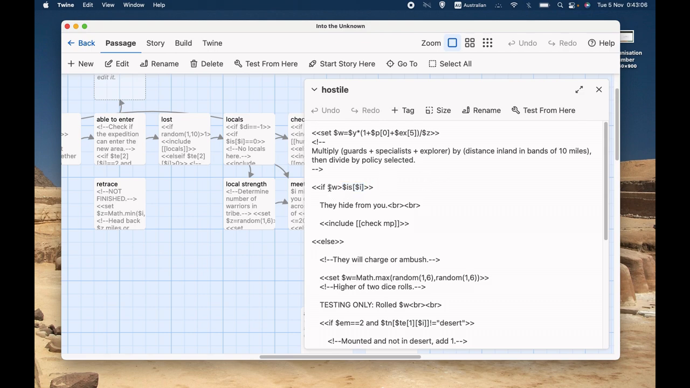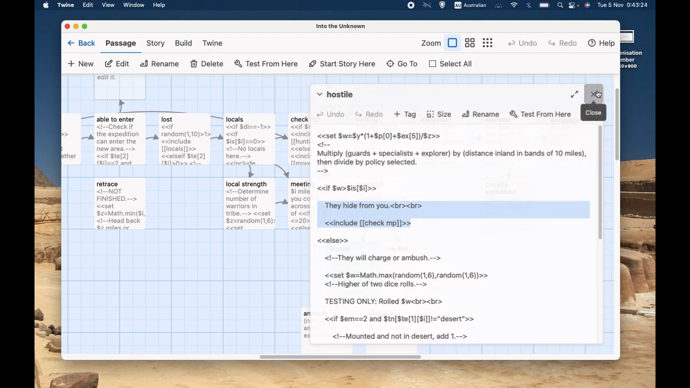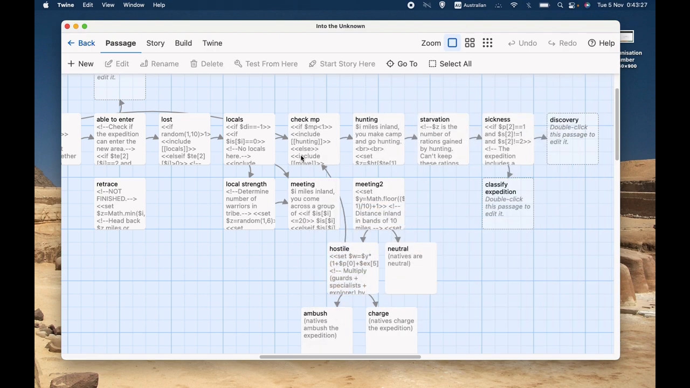And so W sort of represents how intimidating they find you. Essentially, if W is greater than IS[In], then the result of the encounter is that they hide from you, and it goes to check MP. Check MP is just the next stage in the main sequence of a turn. So it just means that they hide from you and you continue on your way.